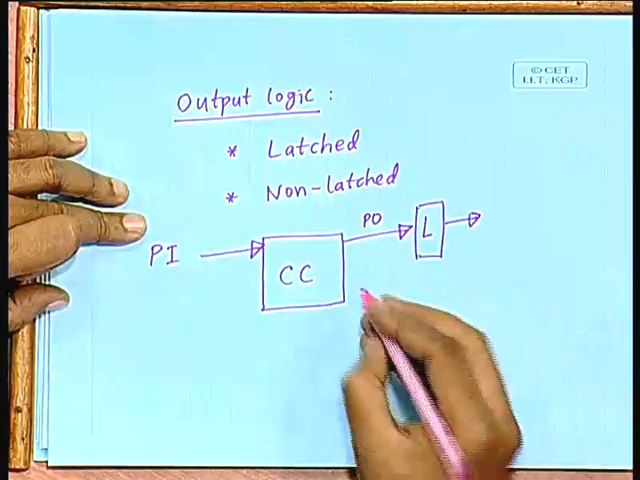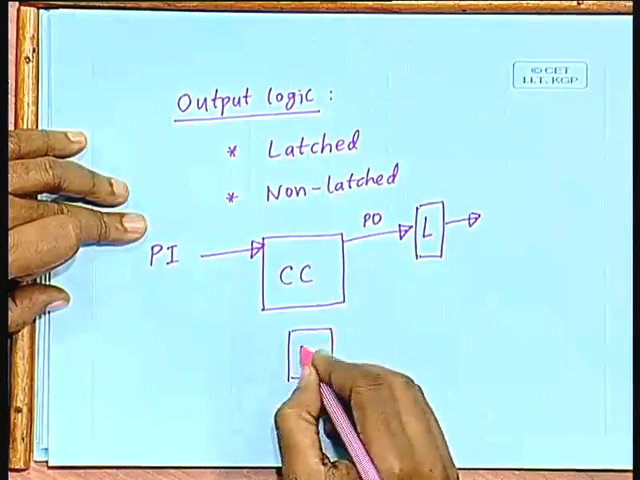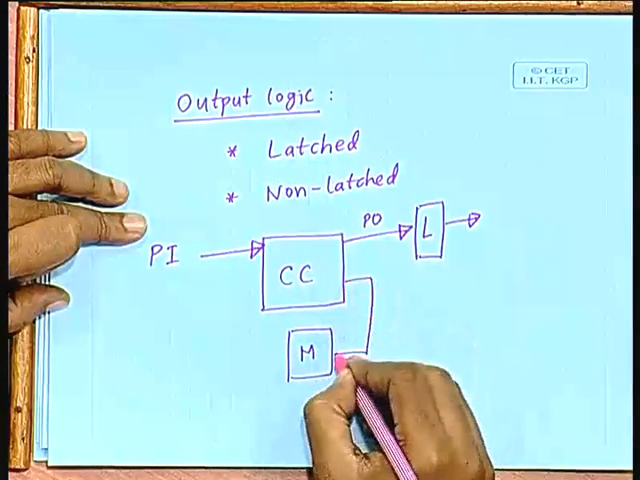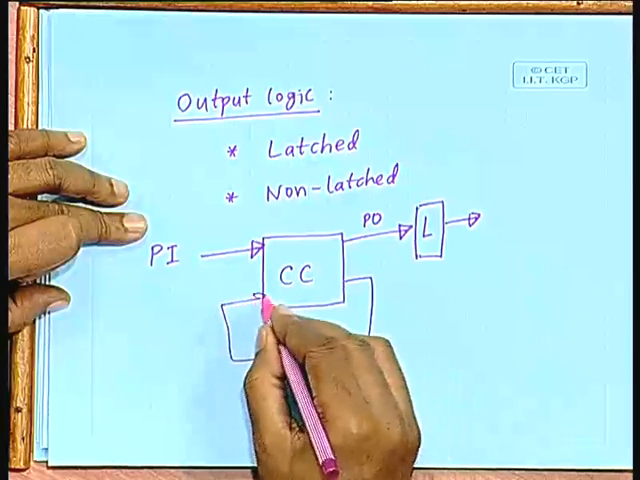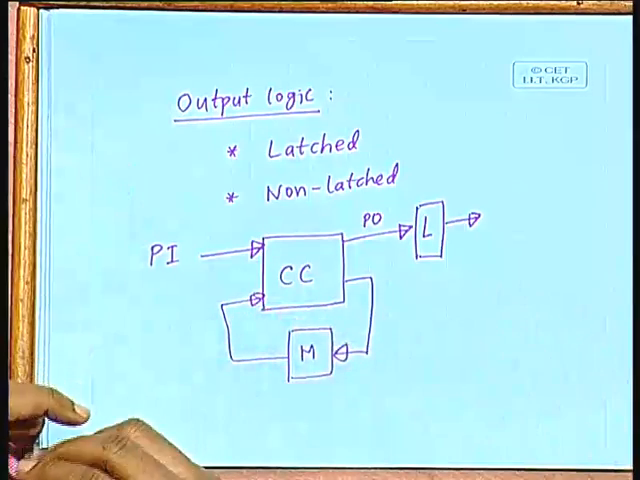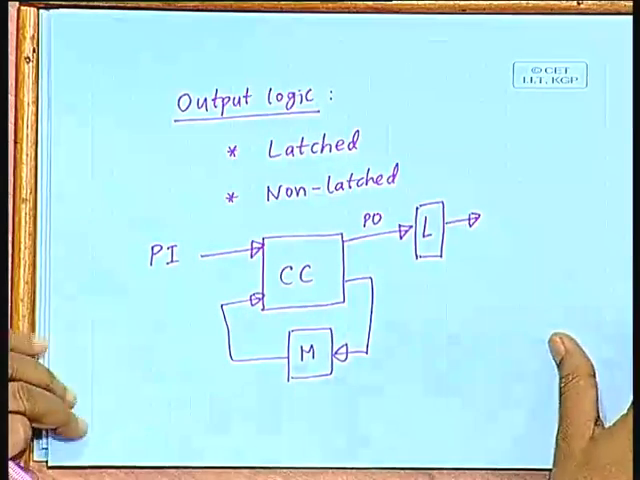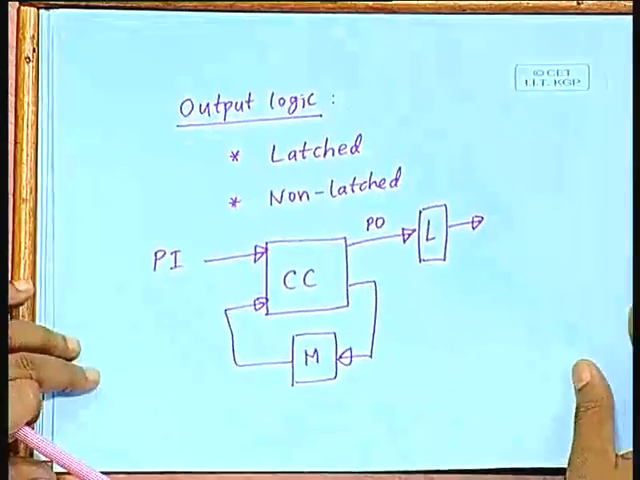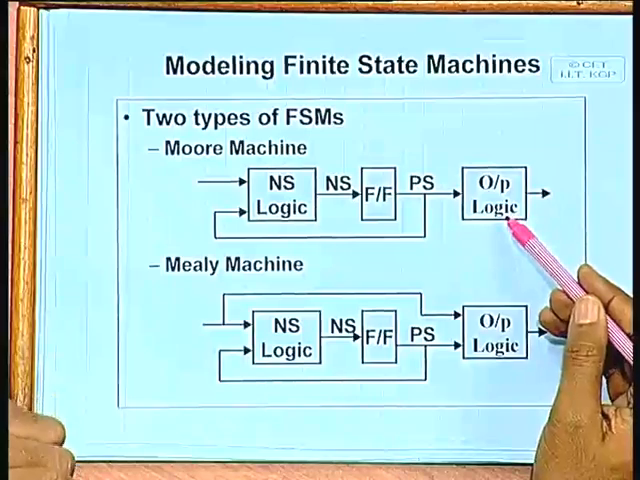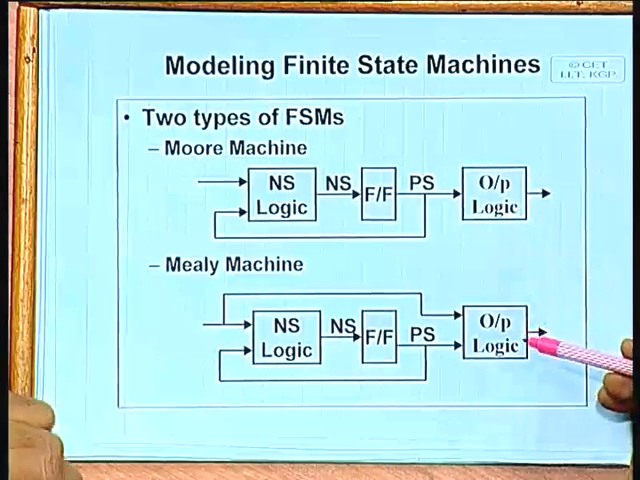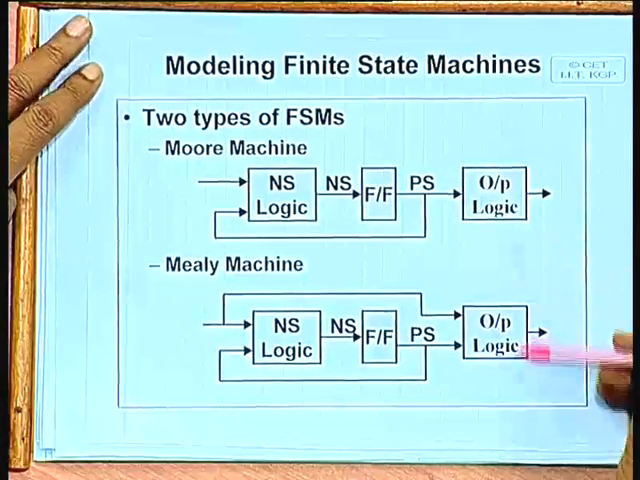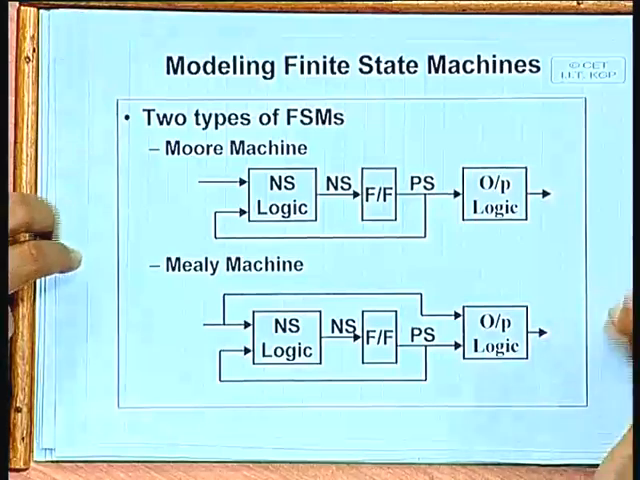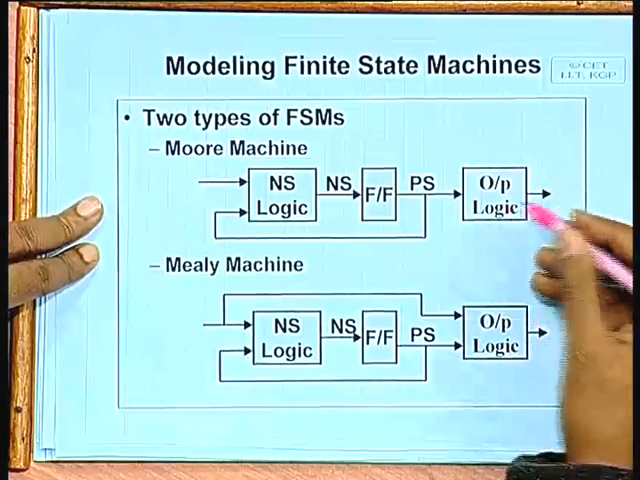So there are different design styles. We will have the memory elements out here, and they will be driving back to here. The different design styles we will be looking at are such that the output logic, either in the case of the Moore machine or the Mealy machine, remains consistent, and may be latched or non-latched, depending on the situation.